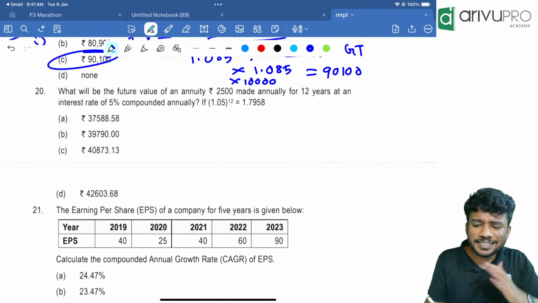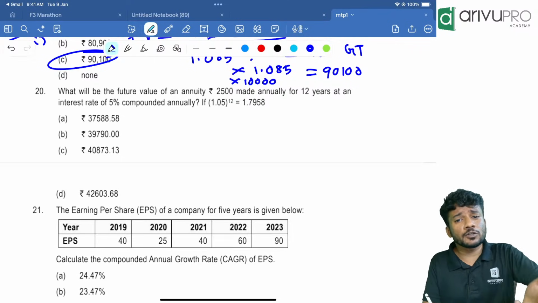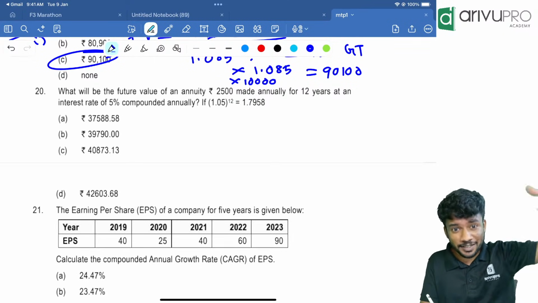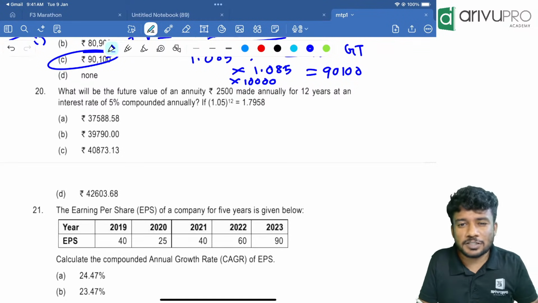But for me, the GT method is the easiest one. Anyway, it will be useful for you in FM in the future, financial management in the intermediate. So try to buy a calculator with a GT button itself.